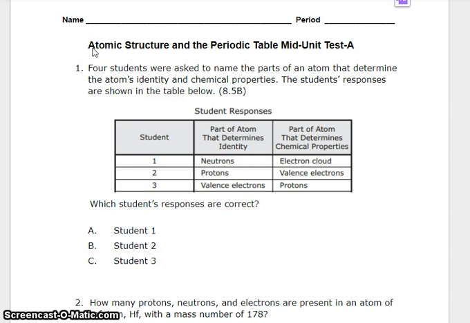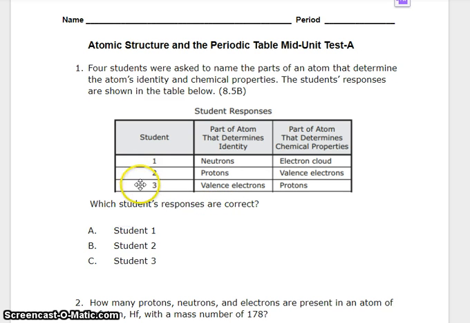Atomic structure and periodic table mid-unit test. Number 1. 4 students were asked to name the parts of an atom that determine the atom's identity and chemical properties. The students' responses are shown in the table below. We have the students right here. Which students' responses are correct?